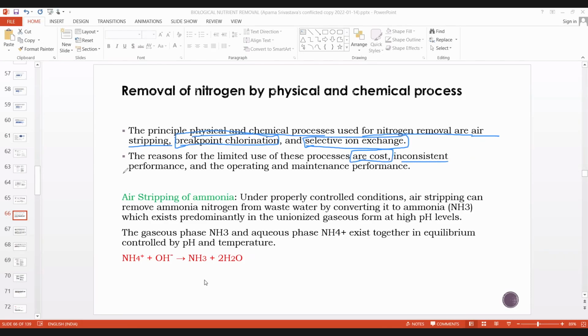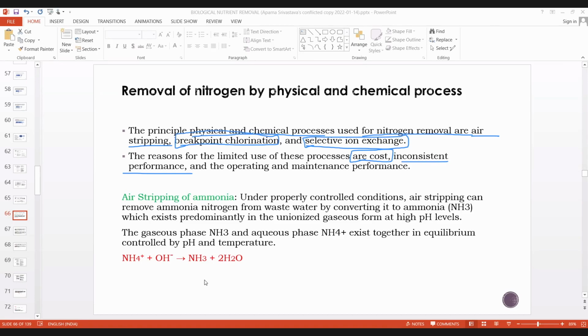Second is inconsistent performance. Why is there inconsistent performance? Because we know that in a physical chemical process, the process control variable is going to play a very important role. And if the operational condition changes, then what will happen? There is going to be a drastic reduction in the removal efficiency. Another important parameter is maintenance cost, because when you use chemicals and other things, they may sometimes be corrosive and damage the reactor system or the feeding equipment.